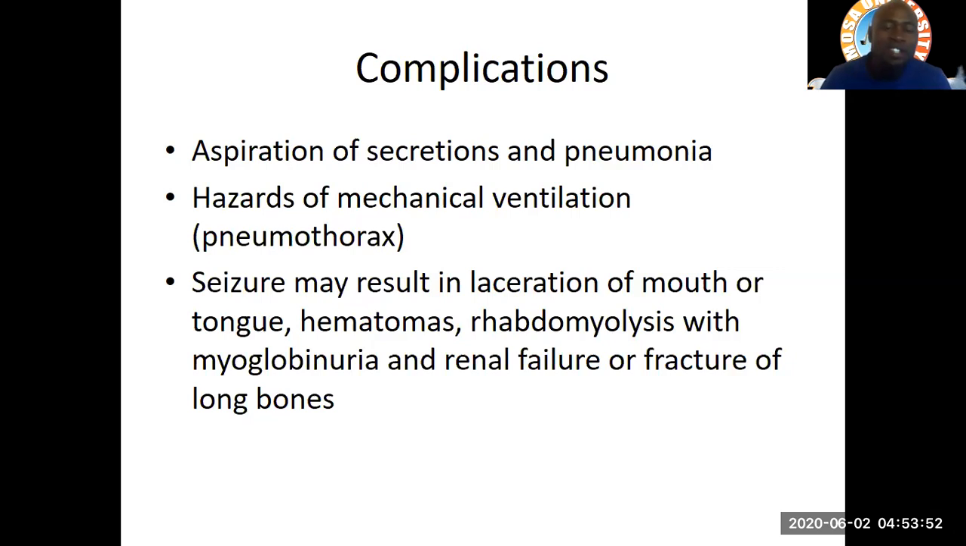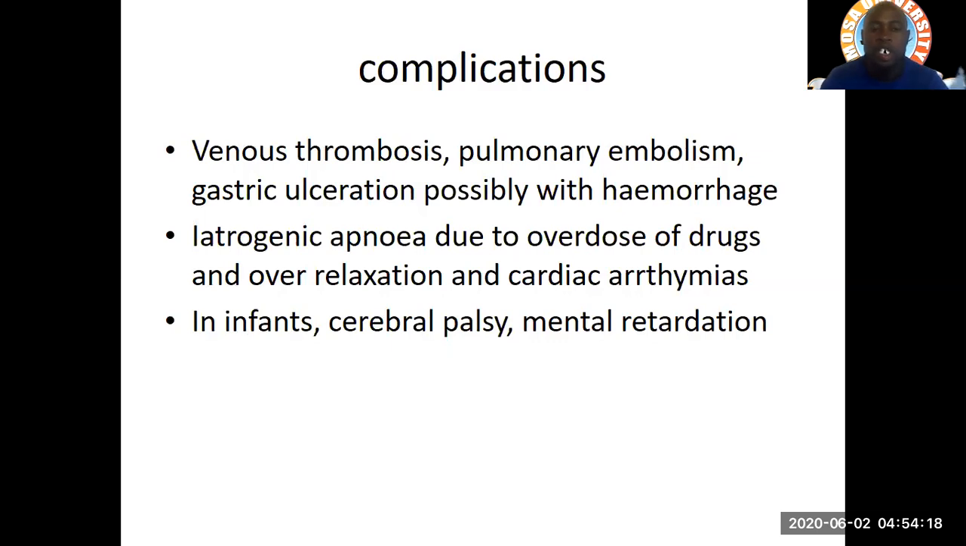So we know that there will be seizures which come in as a result of the spasms. So there are high chances that there will be laceration of the mouth and the tongue, also bringing about formation of hematomas, also rhabdomyolysis with myoglobinuria and renal failure. But above all, we also have fracture of the long bones of the body because of the uncontrolled seizures, worsening the generalized seizures. We may also have venous thrombosis, pulmonary embolisms, and gastric ulceration that may come about.